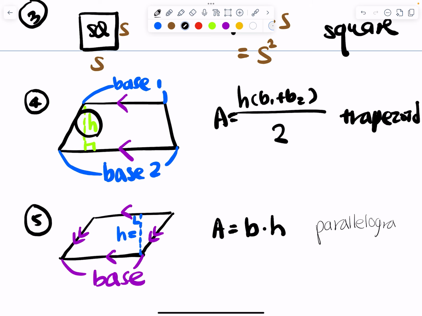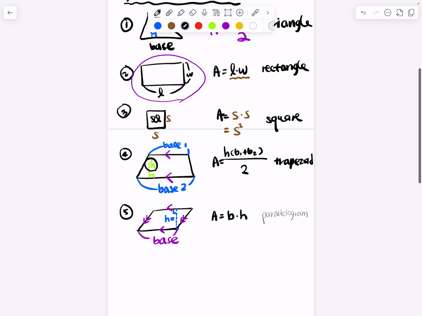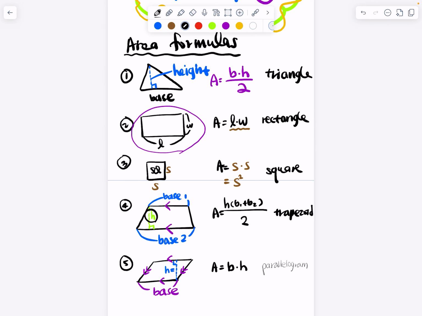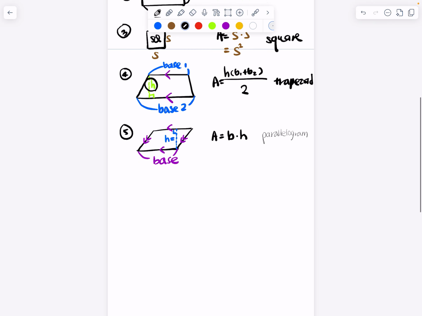Parallels, gram. We're good? So these are all the five basic area formulas that you should know by now, right? These are all 5th grade math. Okay, so here we go. Number 6.